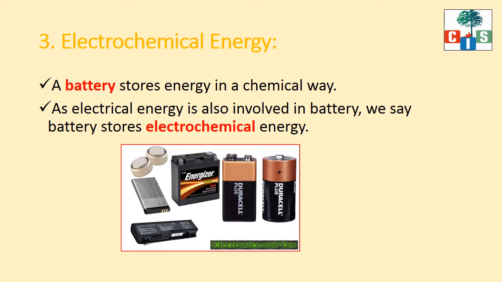In a battery, what happens? As there is chemical energy, and electrical energy is also involved in a battery, we can say that a battery stores electrochemical energy. Electrochemical, this word is made up of two words. The first one is electric and the second one is chemical. So the electrical energy involved in a battery is a form of electrochemical energy.